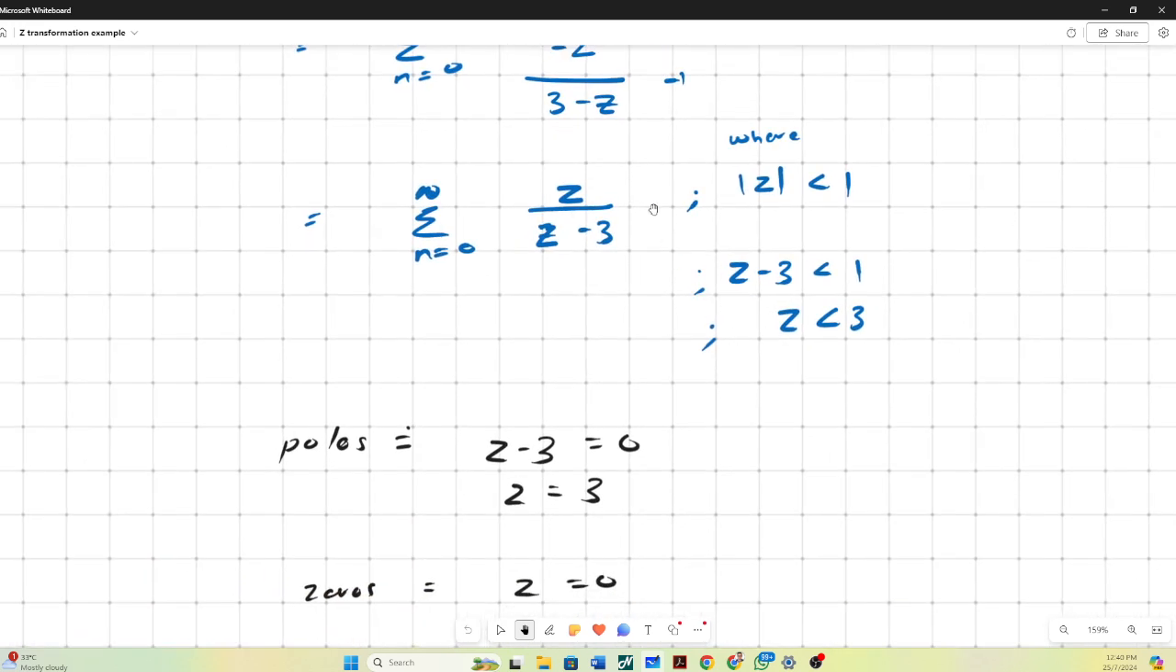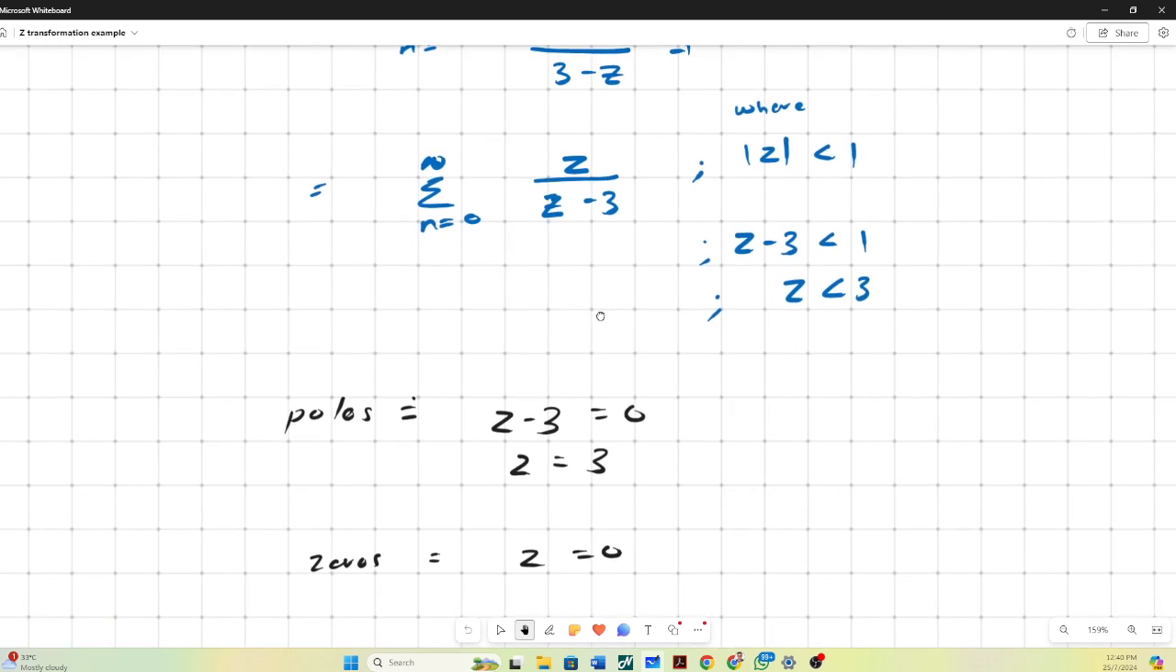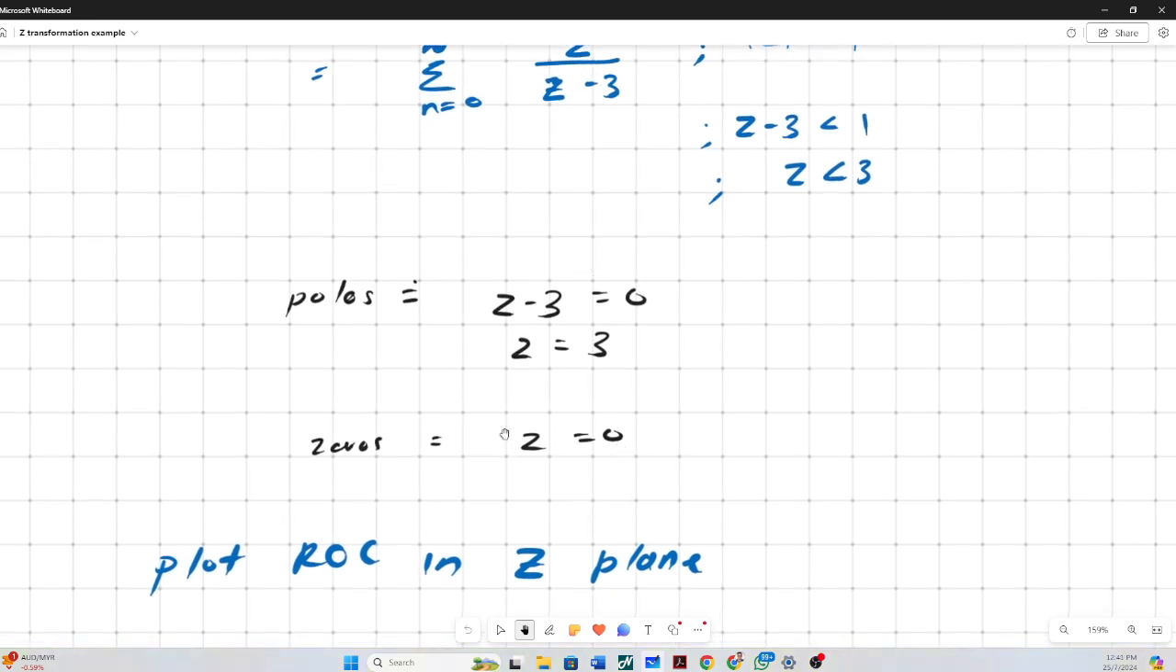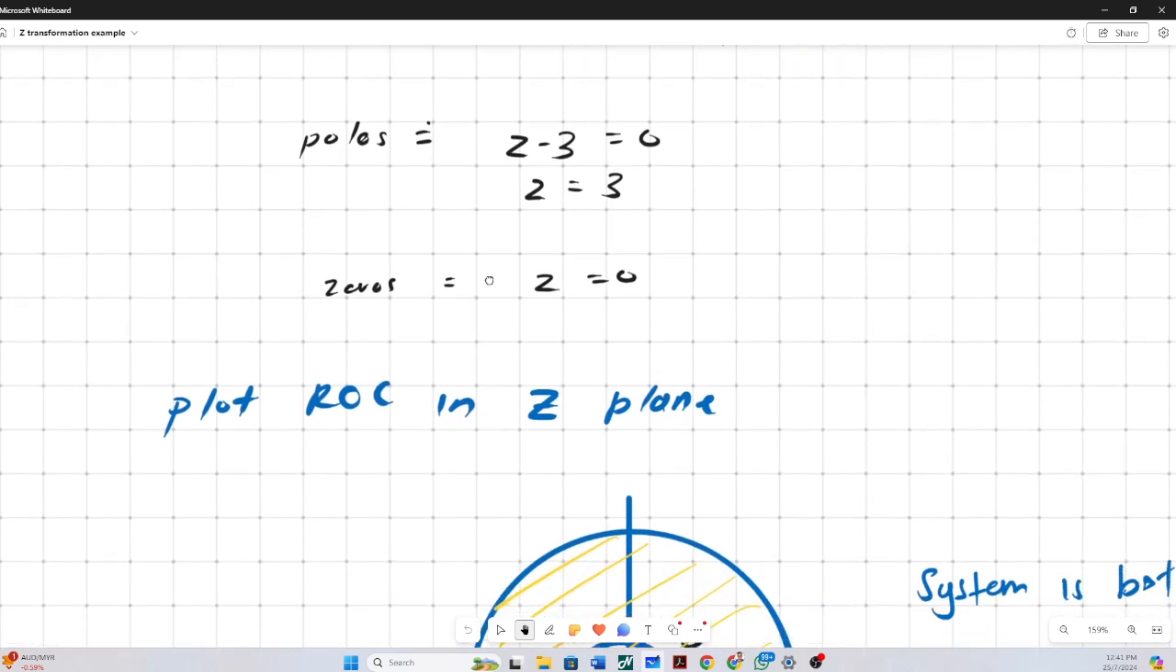So from here we can identify the poles and zeros. The pole comes from the denominator when we set z minus 3 equal to 0, and then we bring the 3 to the right side, so we know z equals 3. However, for the zero, z equals 0. So from here, we can plot the ROC in the z-plane.